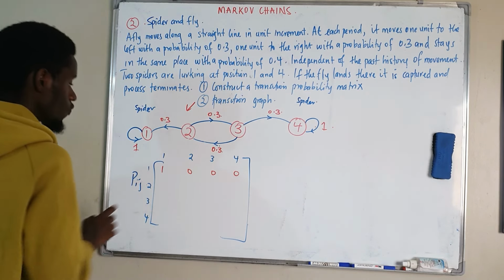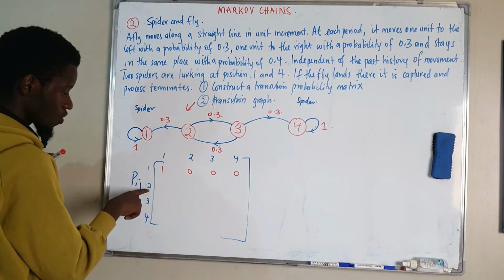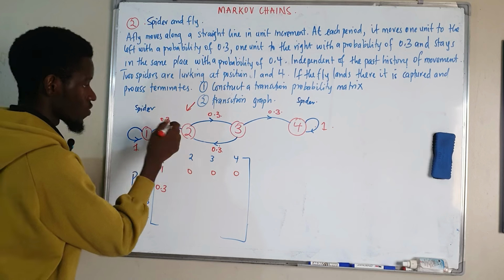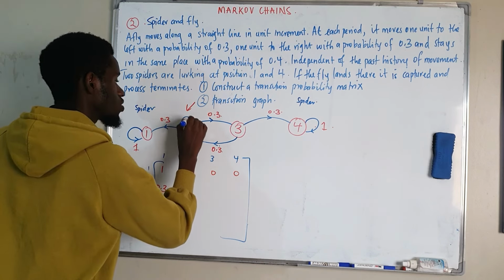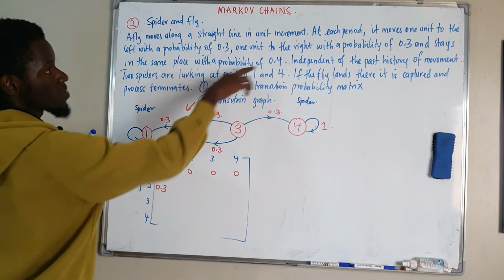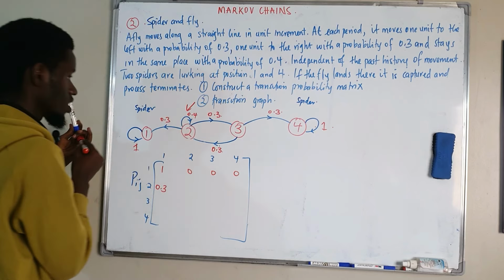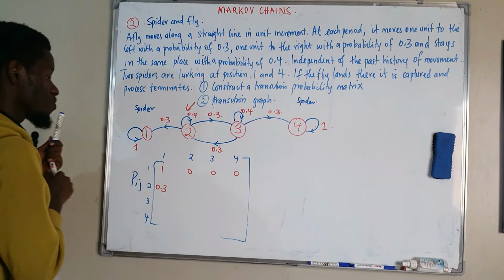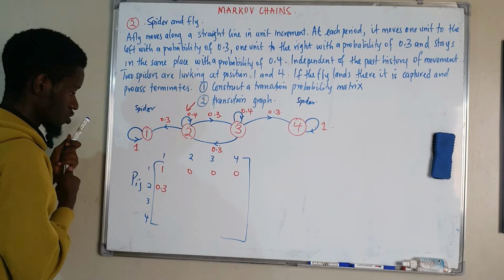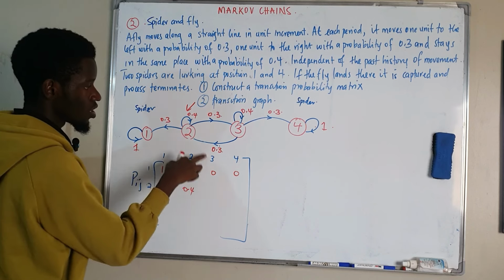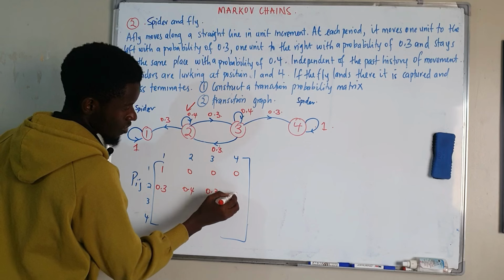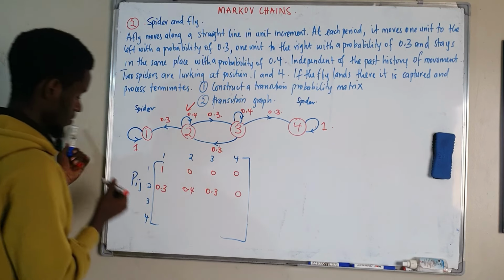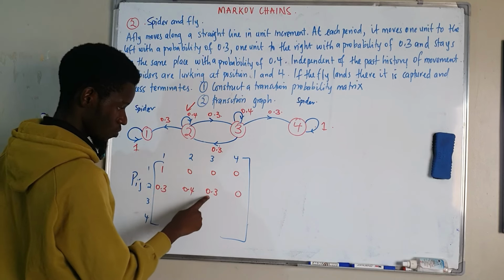Now, I'm transiting from state 2 to state 1. From 2 to 1, the probability is 0.3. Now, from 2 to 2 itself, the probability of staying at 2 is going to be 0.4. The fly is going to remain in the same position with a probability of 0.4. Then the probability of me moving from 2 to 3 is going to be 0.3. And here I think it is 0, because from 2 to 4 there's no route that leads me to 4. Therefore, it's going to be 0 here. If I add the row, it has to add up to 1: 0.3 plus 0.4 plus 0.3 is going to be 1.